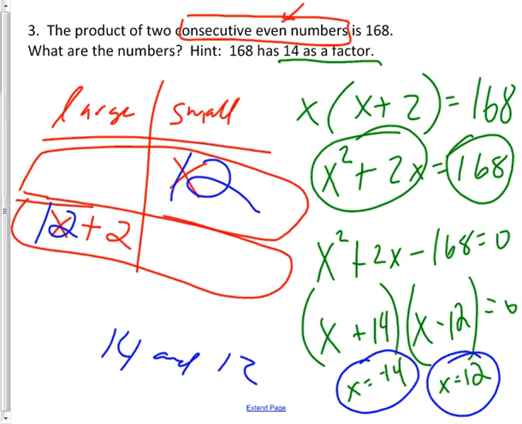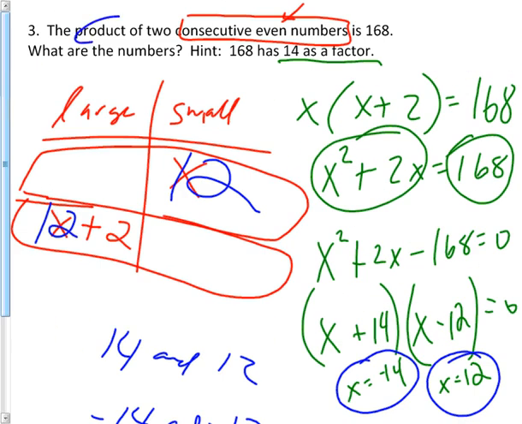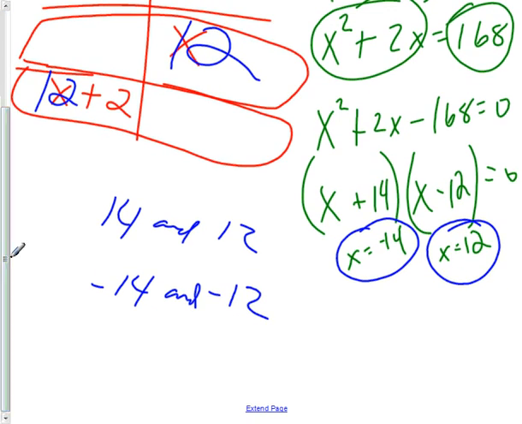But so is negative 14, and what would go with it as a consecutive even number? Negative 12. And if you multiply them together, the whole point is that the product of them should equal 168. Doesn't negative 14 and negative 12 multiply to 168? Yes, it does. So this is right, and this is right.